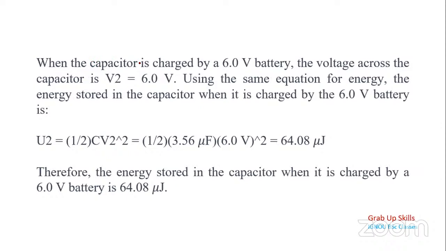So now we will see the second case, when the capacitor is charged by a 6.0 volt battery, right? So what would be the voltage across it, which is V2? Now we will be using the same formula as we used for U1, substituting these values. So therefore, we have got this final value. The energy stored in the capacitor when it was charged by the 6 volt battery would be this one. So this is the final answer that we have got.